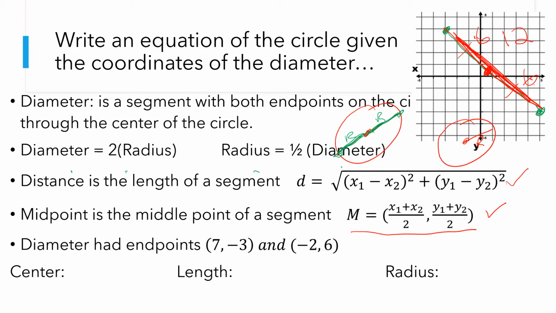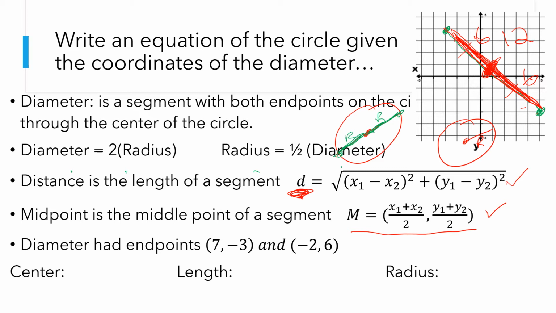So these two formulas are going to be useful because, one, by using the distance formula, we can figure out the length of the diameter. Therefore, if we know the length of the diameter, the radius is half of that. And it's also useful because the midpoint is going to be the center of the circle. So that's the purpose of this slide, to help get comfortable with using the formulas.